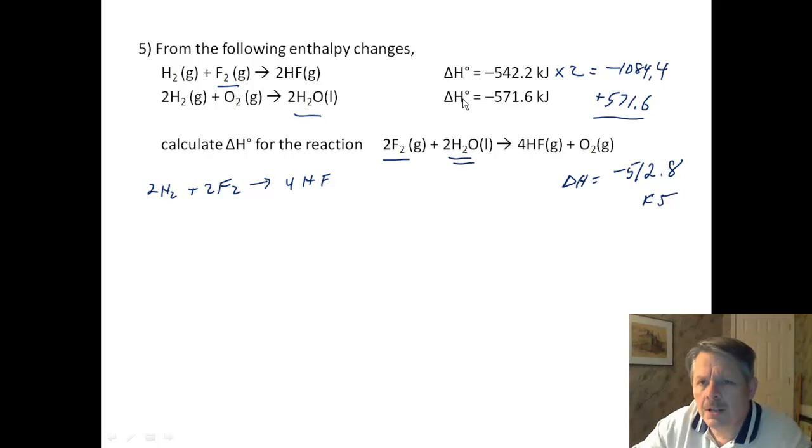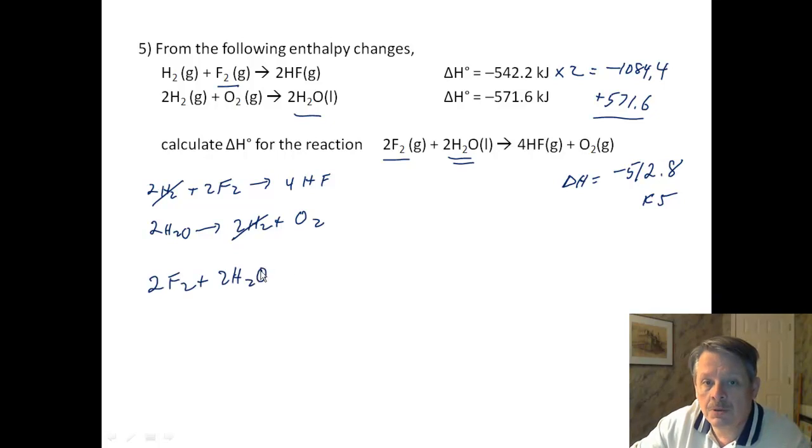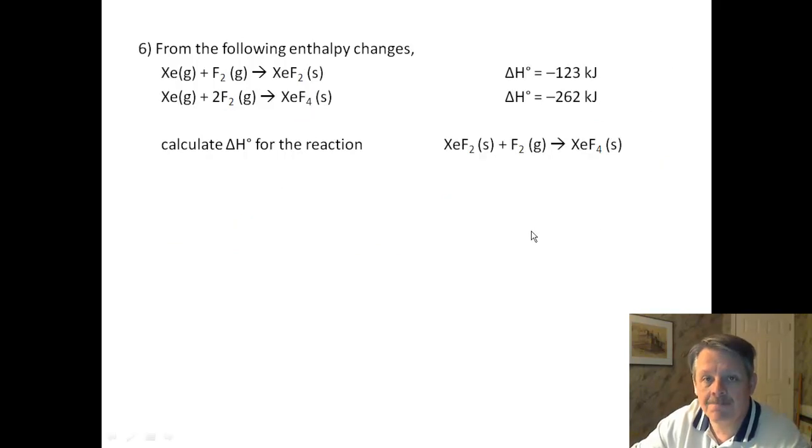So we said, let's see, we're switching this one, so this one has to turn around and go backwards. So it's going to be 2H2O gives me 2H2 plus O2. Let's see, the 2 H2s are on both sides, so they cancel. So I'm left with 2F2 plus 2 H2Os give me 4 HF plus O2. Looks good to me. That's the equation we wanted, so that delta H is good. Okay, let's go on to our next page.